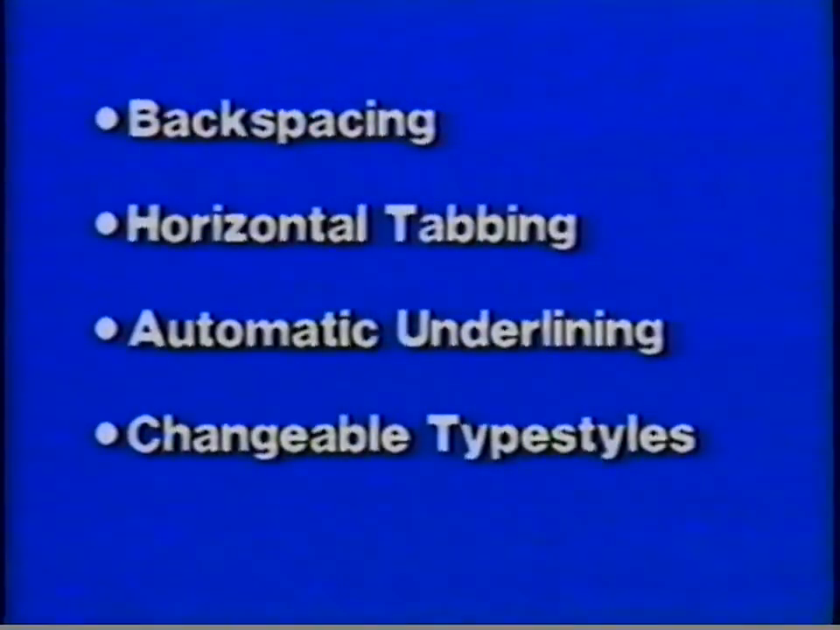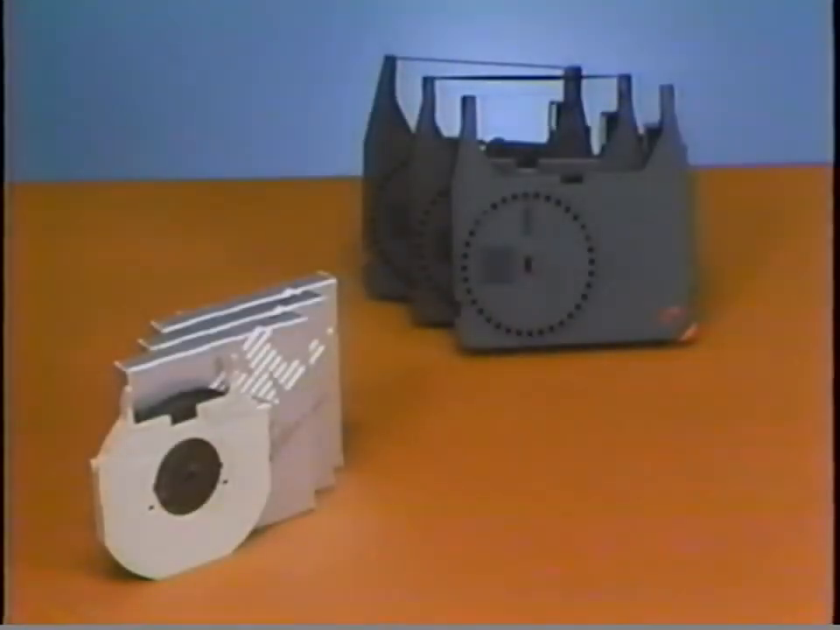The printer provides these features: backspacing, horizontal tabbing, automatic underlining, and changeable type styles. The Wheelprinter E has a large selection of type styles and special print wheels available. Supply items also include 3 ribbon types: Easy Strike Correctable, Easy Strike Multi-Purpose, and Easy Strike Fabric.